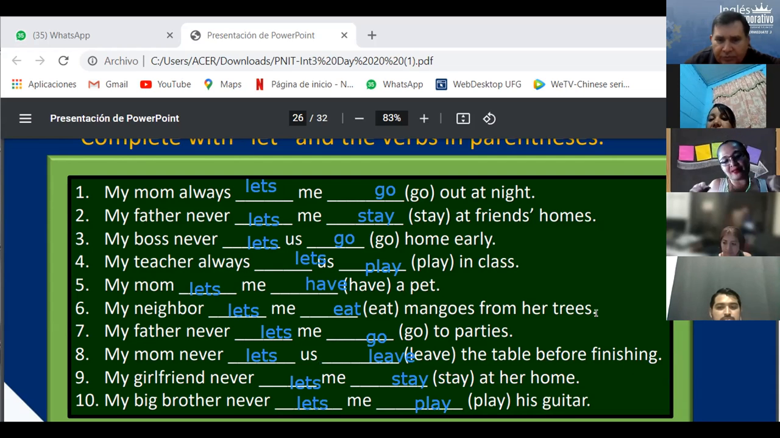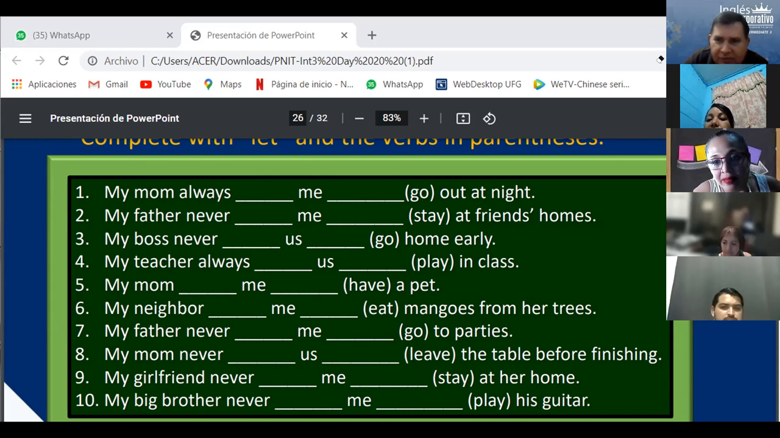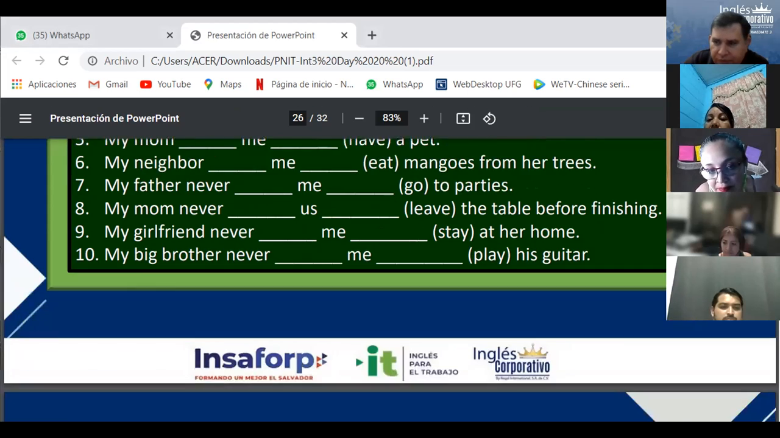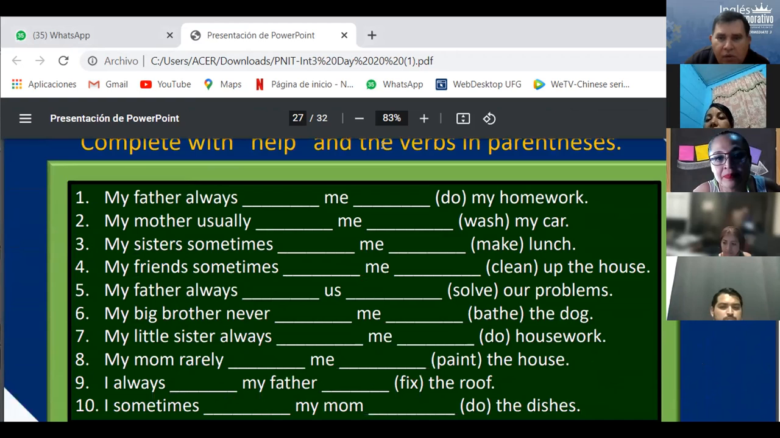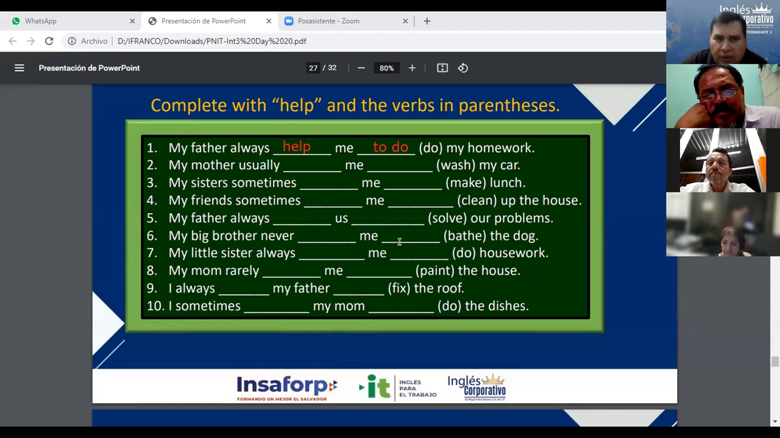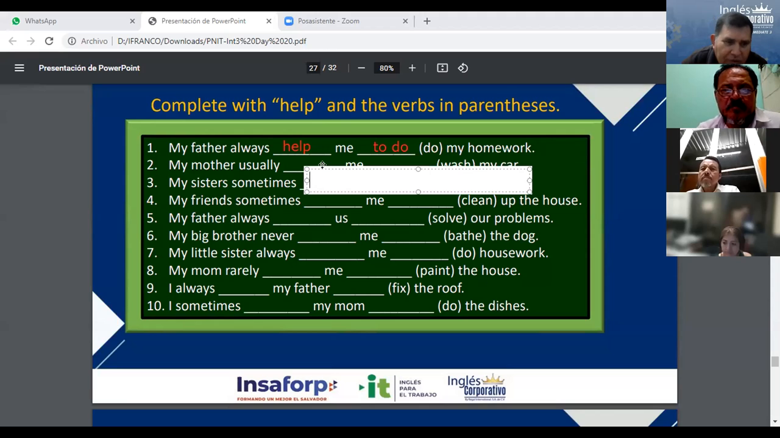The old sentence is the third person. Okay. It's okay for you, classmate? It's okay. The other is complete with help and the verbs in the parentheses. Okay. My father always helped me to do my homework. Helps me. Helps. Yes. Thank you. You're welcome.